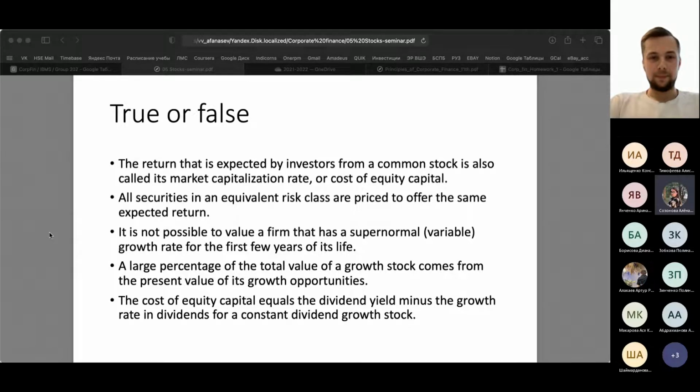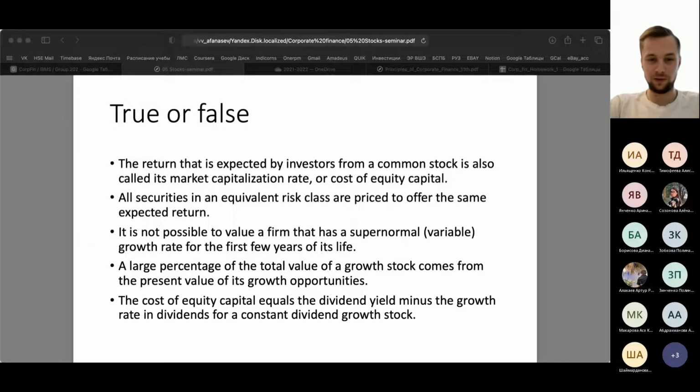Okay, yes, I think it's true, because just looking at the formula, we can see that there is a difference. I think that's true. Okay, let me see what other people think. So you all think that's true.